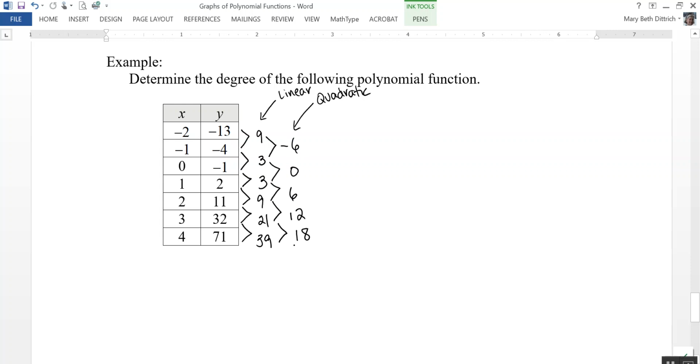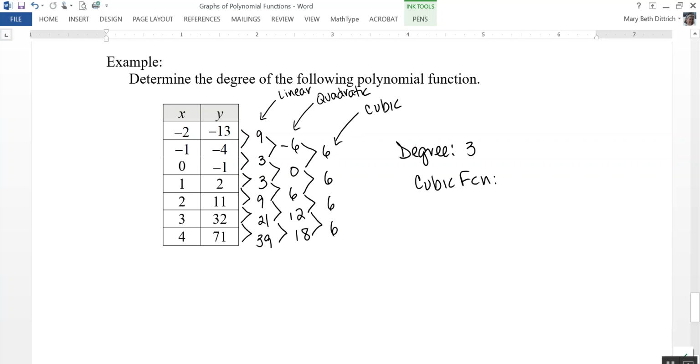Let's take a look at the third differences. So here I have 0 minus -6, which gives me a 6. Here I have 6 minus 0, which gives me a 6. Looking good. 12 minus 6 is also 6. 18 minus 12 is also 6. So here I have my differences are the same. And since those are my third differences, that tells me that this polynomial function is of degree 3, or it is a cubic function.